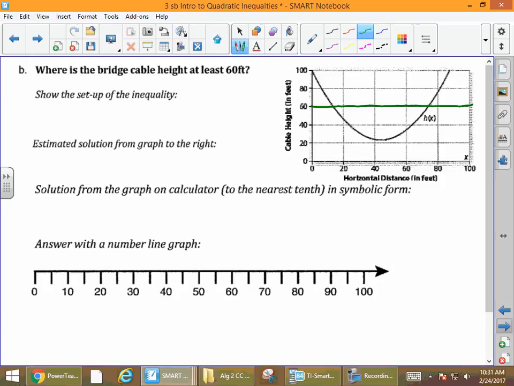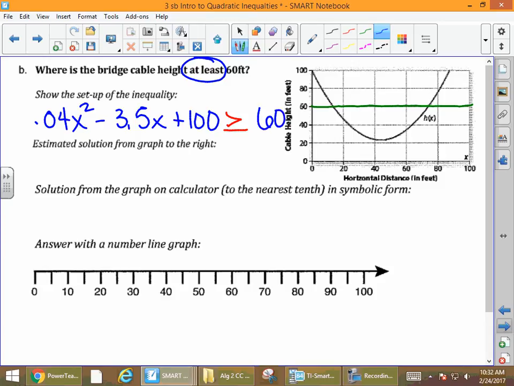When we come up over here to show the setup of the problem, then remember the letter on the left, still the same value, 0.04x squared minus 3.5x plus 100. And now, at least, I'm going to circle that. At least means that it's going to be greater than or equal to 60.